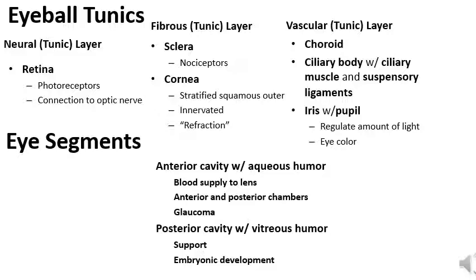The anterior chamber at the very front is the cornea. So the anterior chamber occurs between the cornea and the lens, and it's full of a clear fluid called the aqueous humor. Now, if you take a look at our slide, the subpoints under anterior cavity with aqueous humor, blood supply to lens, anterior and posterior chambers, glaucoma, all those statements have nothing to do with the anterior cavity. I don't know why they're there.